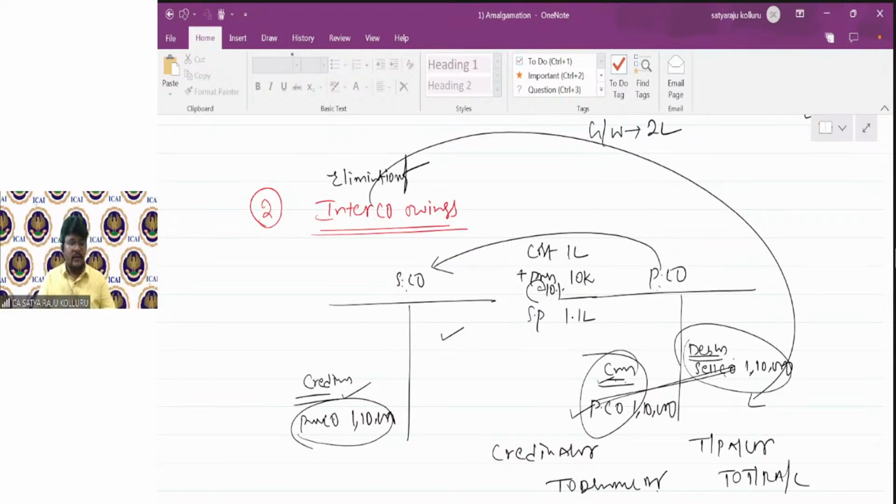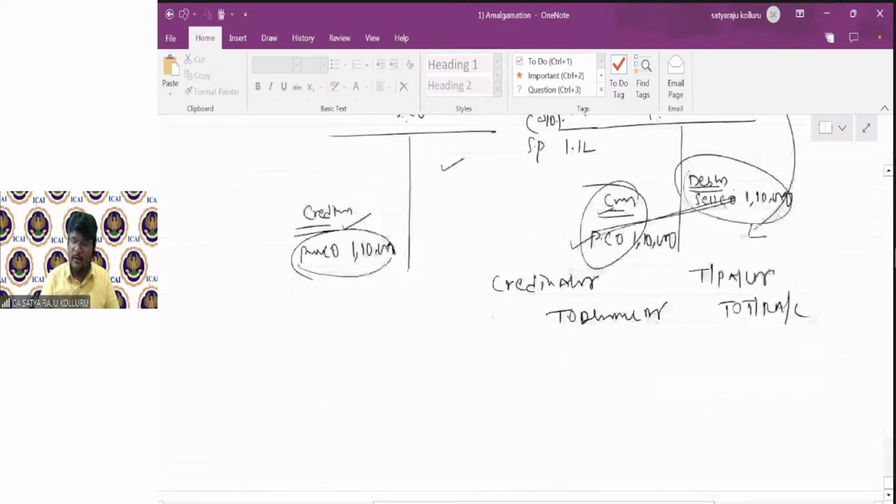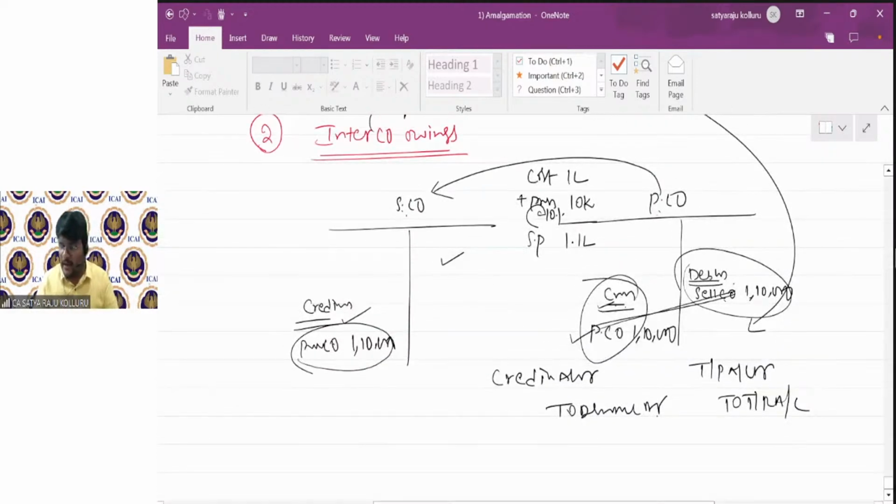Hope you understand. Does anyone have any doubt on these intercompany owings? Just let me know. It's clear, right? Okay, guys. Let me go to the third special item. Okay, third special item. Fine. What is that? Just let me rub this.